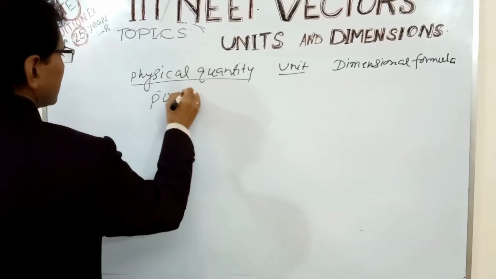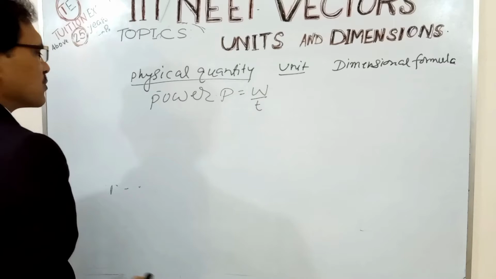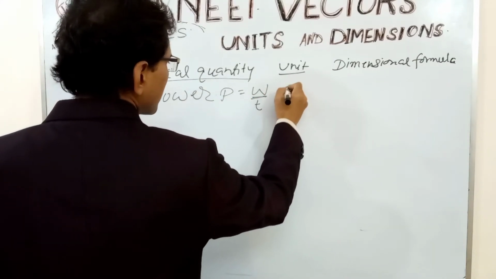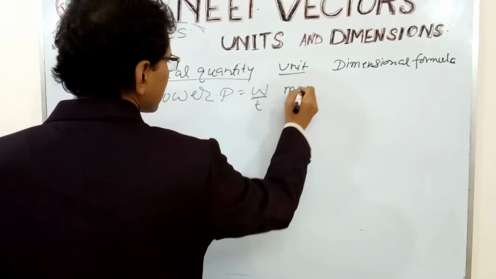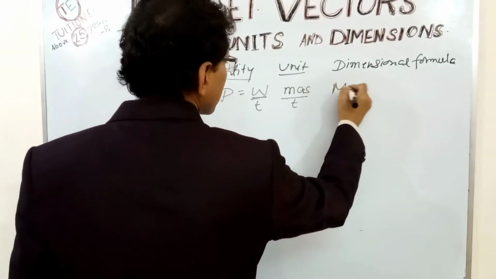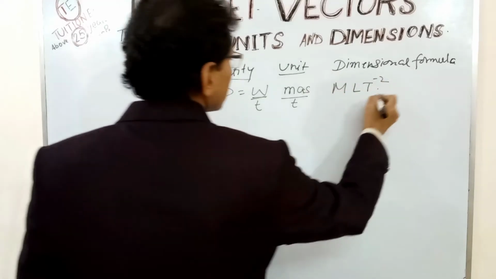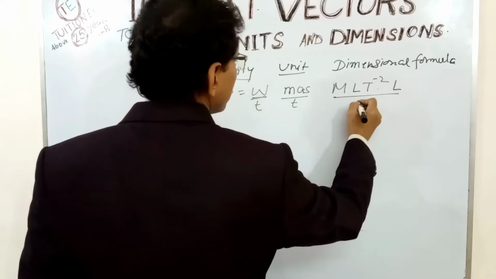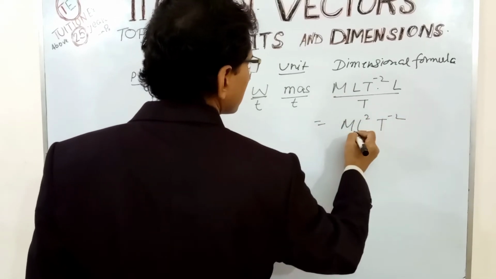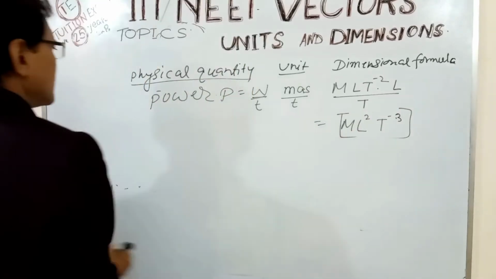Power is work done by time. First write the formula: work done equals force into displacement, that is m a into s, divided by t. So in dimensional formula, mass is M, acceleration is L by T square, displacement is L again, divided by time T. So this is M L square T to the power minus 3. This is written within square brackets.